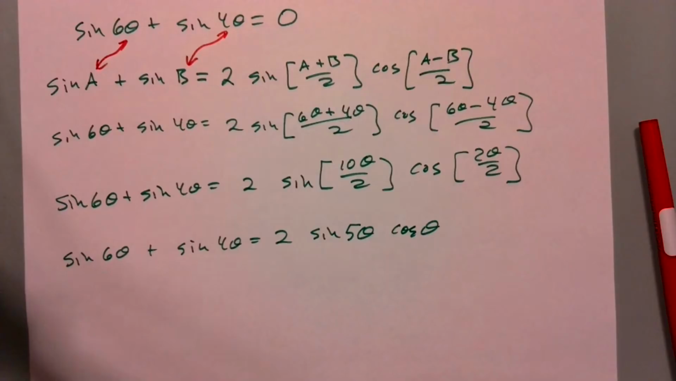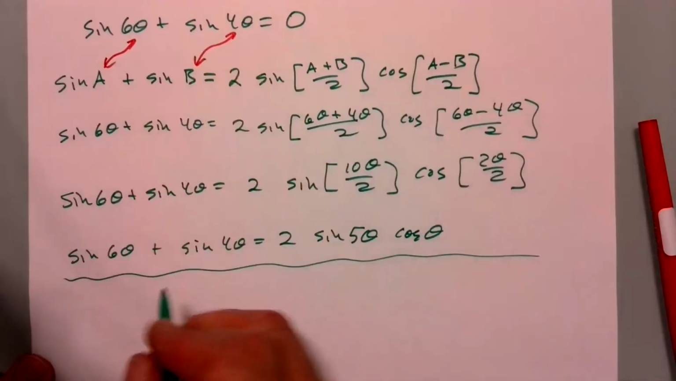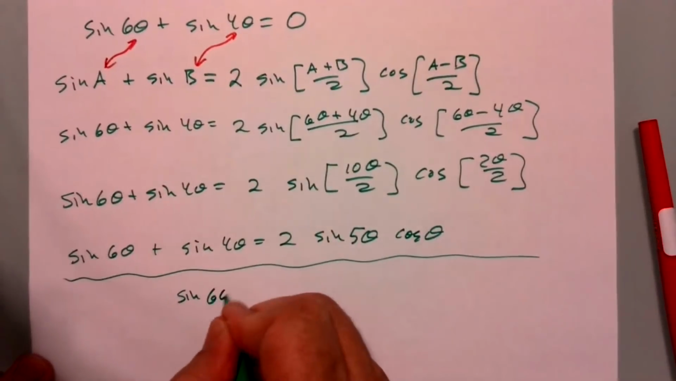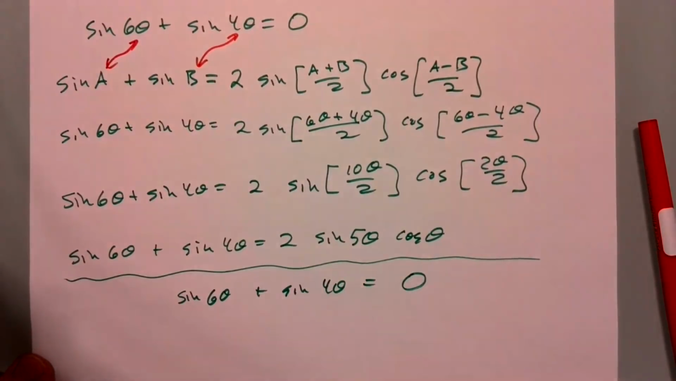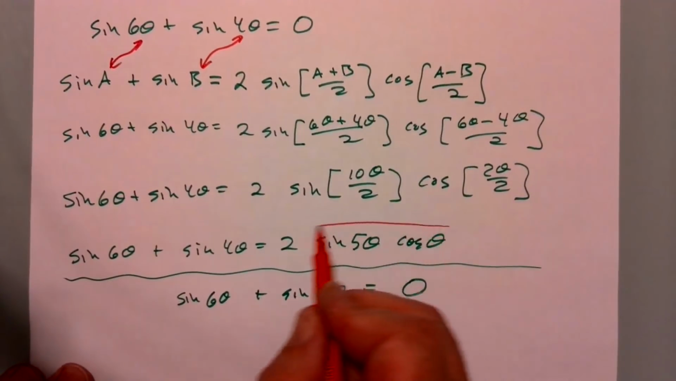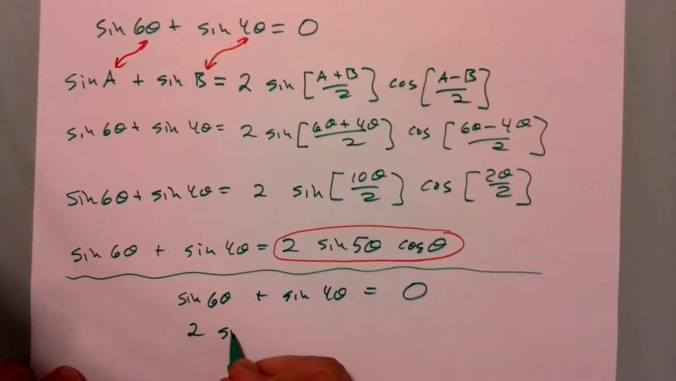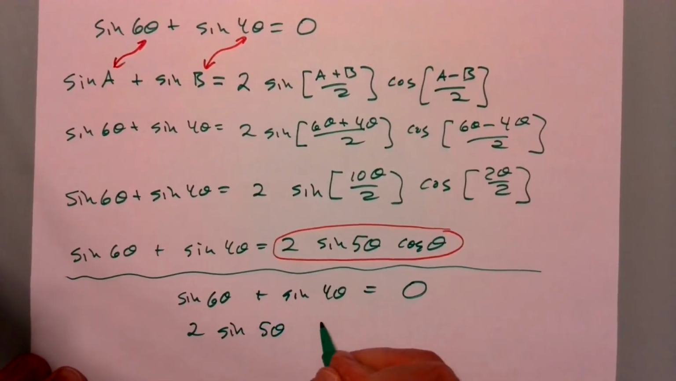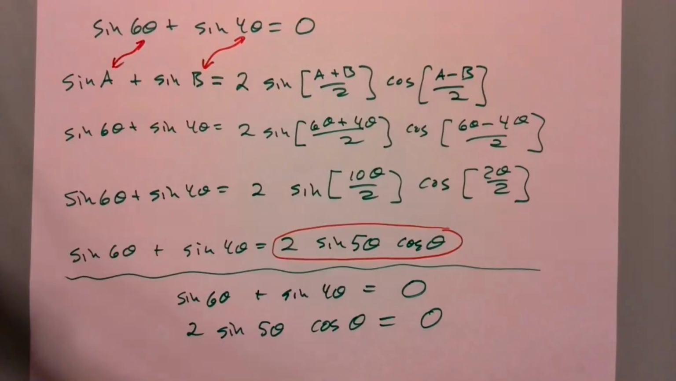Now, why is that important? How does that help us? Let's go back and look at our original question. What was it? It was sine 6 theta plus sine 4 theta is 0. So I can rewrite this as 2 sine 5 theta cos theta equals 0. We've rewritten the question in a form that will now enable us to solve it.